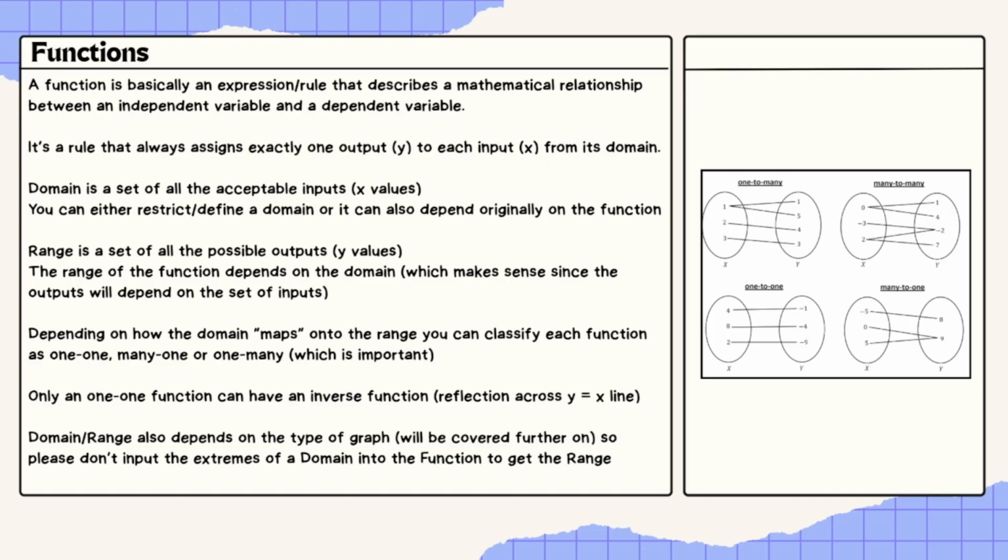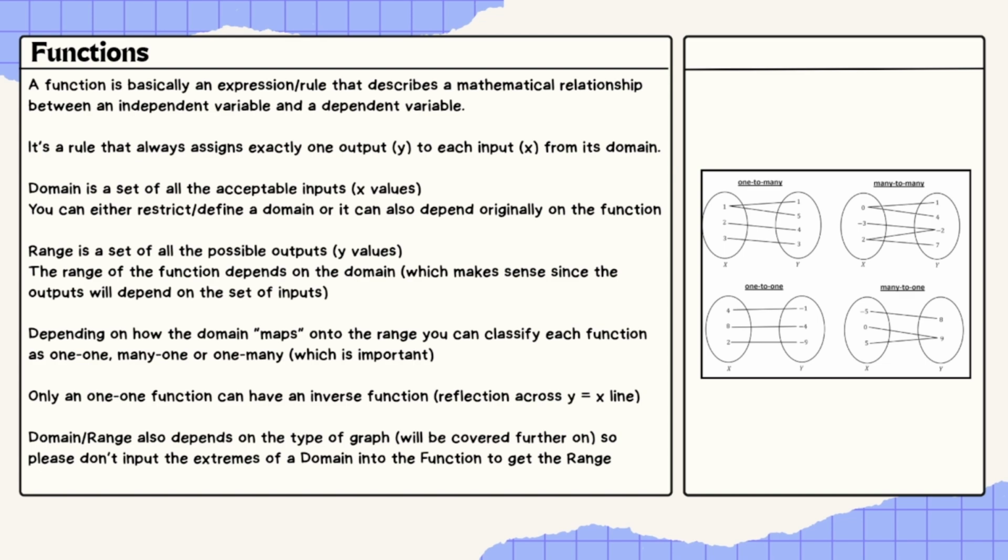So moving on to domain. Domain is a set of all the acceptable inputs. You can either restrict or define a domain, or it can also depend originally on the function. For example, if you have a linear equation y is equal to x, that would be valid for all real numbers. And if you had a function like square root of x, that would be valid for x is greater than or equal to 0.